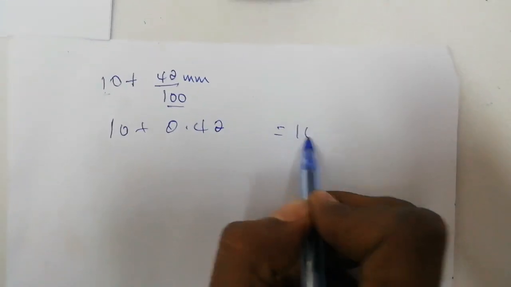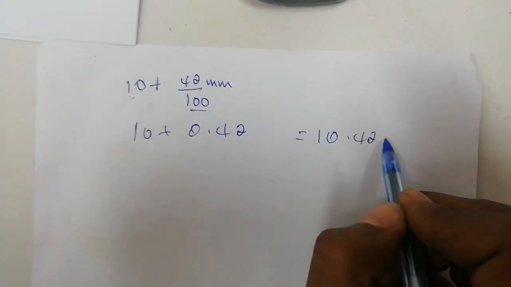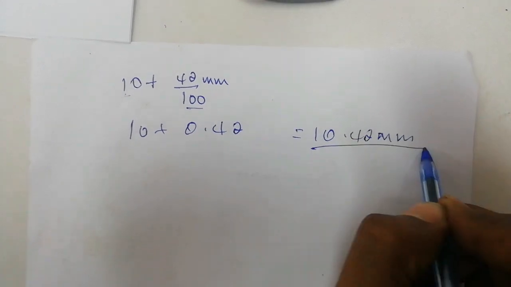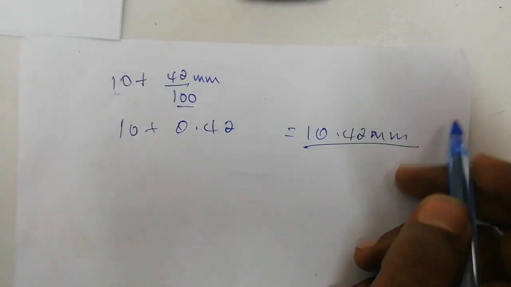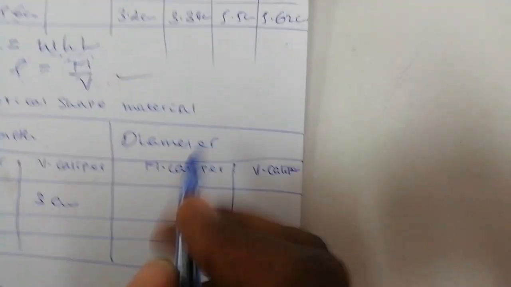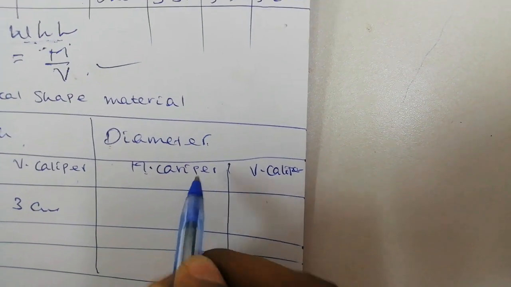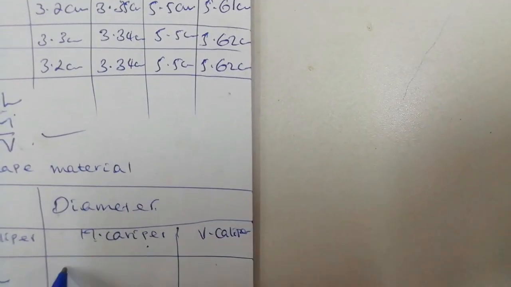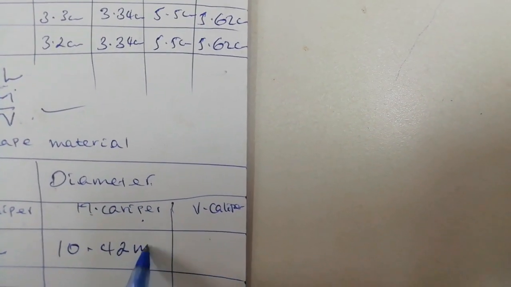This is equal to around 10.42 millimeter. This is the diameter of the cylindrical shape. Then the diameter using the micro-caliper is around 10.42 millimeter, or you can change it to centimeter.